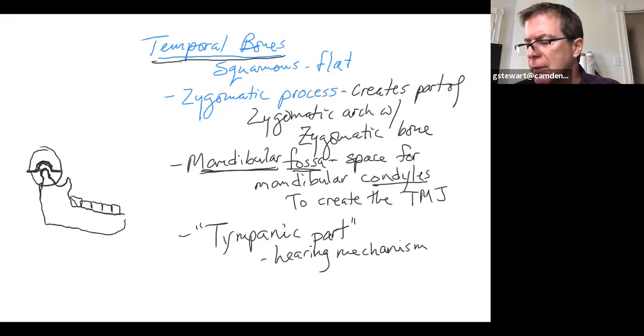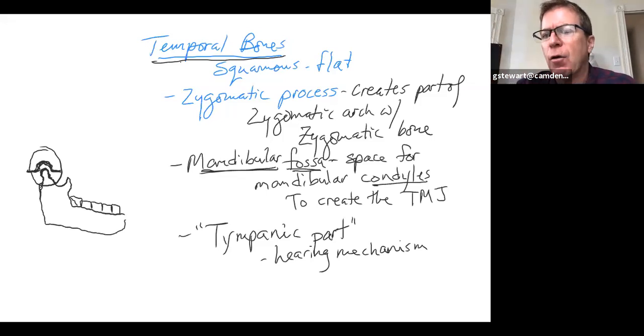And then there's another portion. When we get to special senses, I'll draw it and explain it to you. There's another portion called the inner ear mechanism. That's actually where vibrations get converted to neural impulses. But that whole hearing mechanism is located in the floor of the temporal bone.